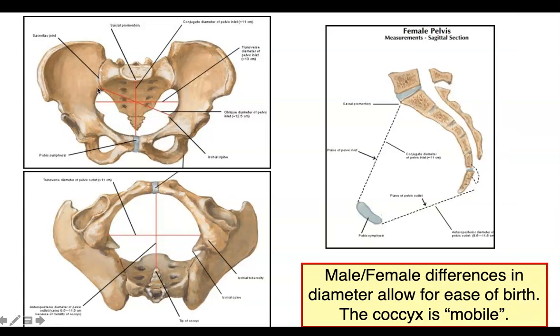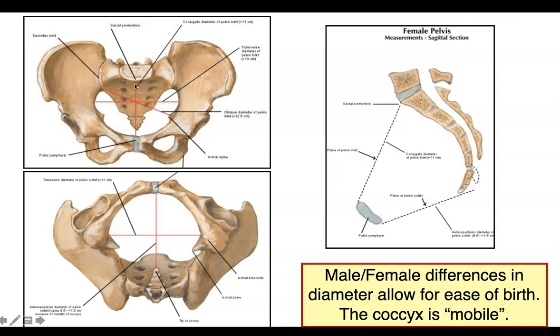Because the female pelvis is wider and shallower for childbirth and childbearing, the obstetrician measures the diameters of the female pelvis. The diameters are measured through the pelvic inlet and also through the pelvic outlet. In this image, you can see this is the line of the pelvic inlet, and this is the pelvic outlet.